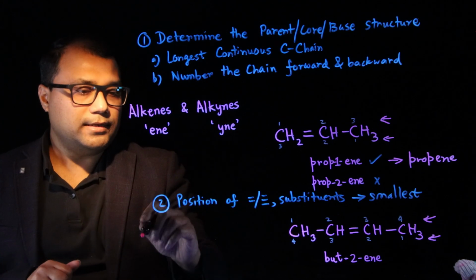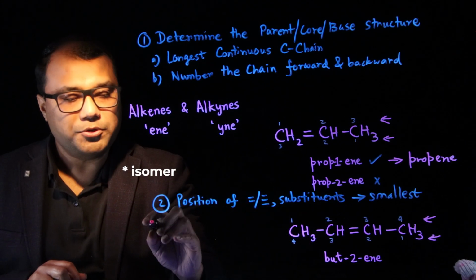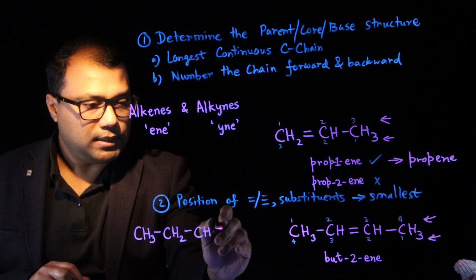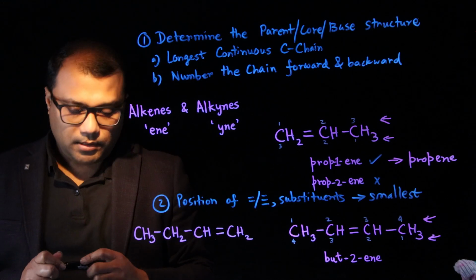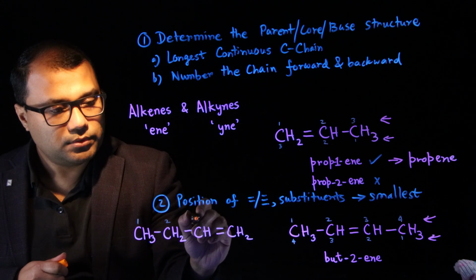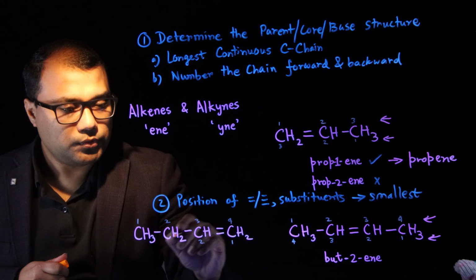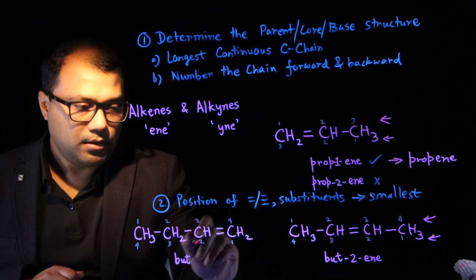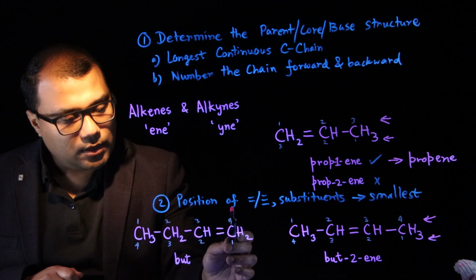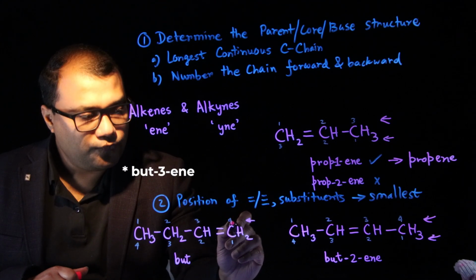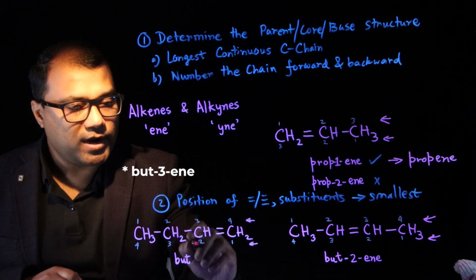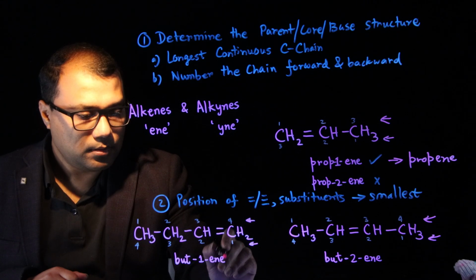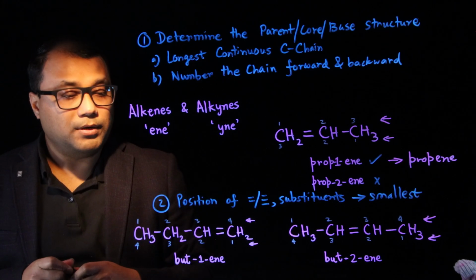Now, why this numbering is important, let's take another isomer of but-2-ene. Let's say it is CH3CH2CH double bond CH2. In this case, let's number it 1, 2, 3, 4, and then reverse order 1, 2, 3, 4. There are four carbon atoms, so it must be "but". There's a double bond, so it's a butene. But now if you take this numbering scheme, then it is but-4-ene. If you take this numbering scheme, it is but-1-ene. Based on this rule, we always choose the smallest number, so it is but-1-ene. And but-1-ene and but-2-ene are two separate compounds, so that's how we determine it.